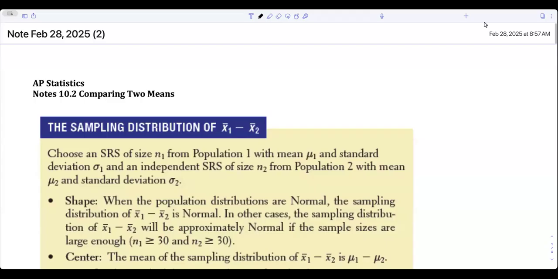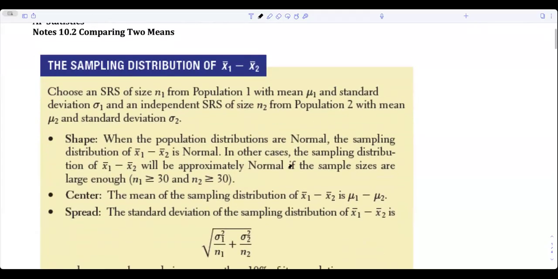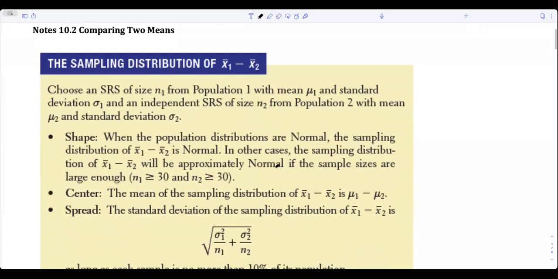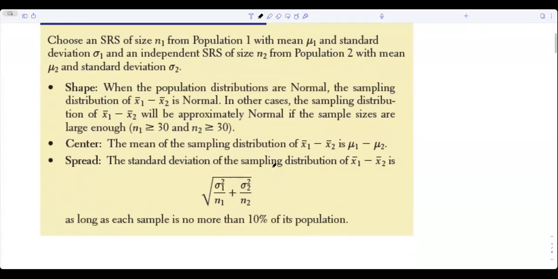Okay, here we go. So, comparing two means. I'm not going to spend a whole lot of time on this, but this goes through sampling distribution. The assumptions and conditions are basically the same, with a few tweaks here or there. But similar also to proportions.